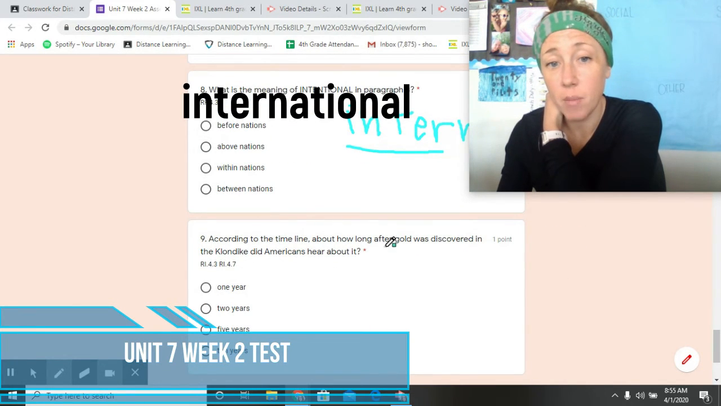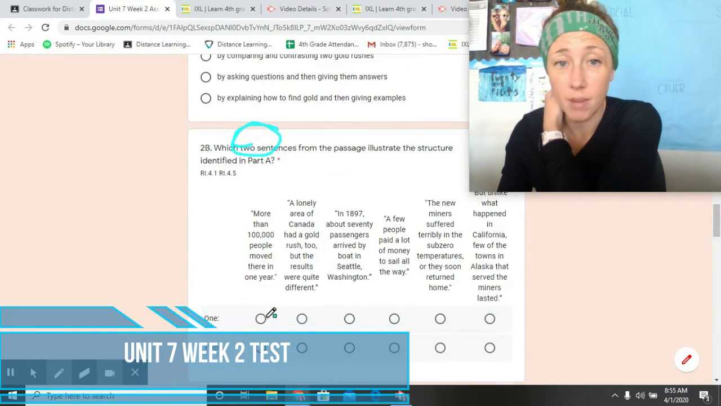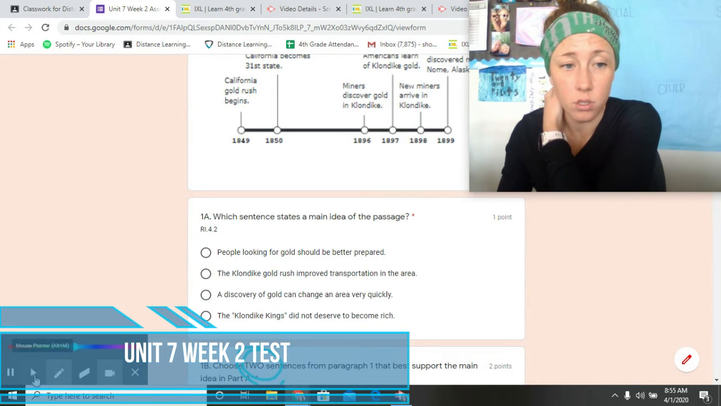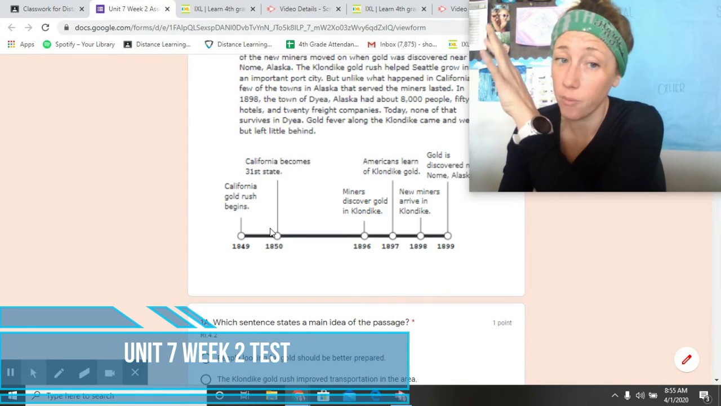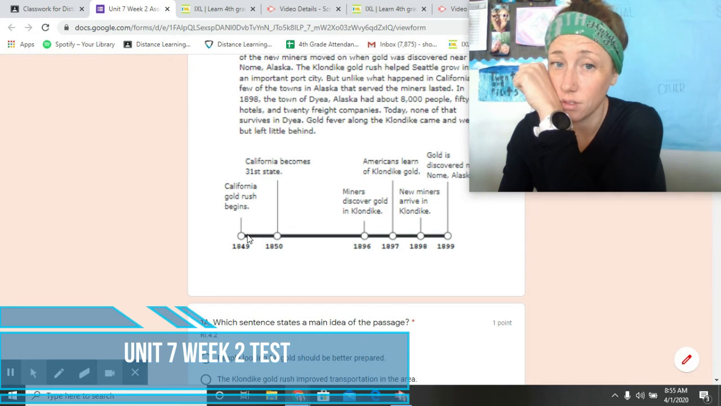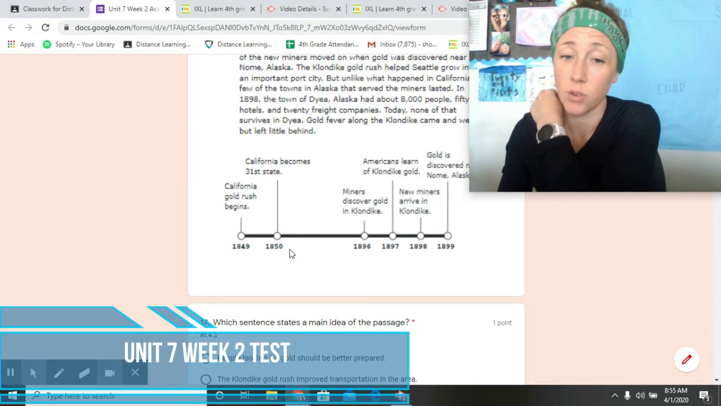And then last one. According to the timeline, about how long after gold was discovered in the Klondike did Americans hear about it? So I'm going to go back up to my timeline, and I'm going to check out when it started and then when Americans heard about it. And then I'm going to do some math there. I'm going to count up from 1849 or whatever it is. That's not 1849, that's when the California Gold Rush began. So in the Klondike. If I was doing it here, I would subtract 1849, but you will count up or subtract to find the answer. And it's about how many.